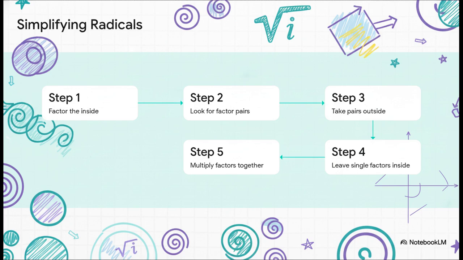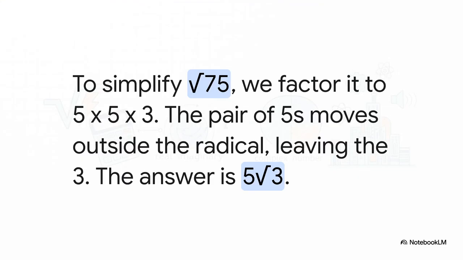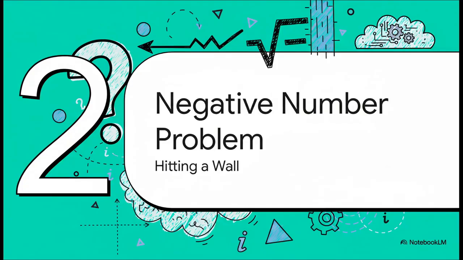Any number left without a partner? Well, it's got to stay inside. So, for example, if we take the square root of 75, we can break that down into 5 times 5 times 3. See? We've got a pair of fives, so we pull one 5 to the outside, but that poor little 3 is all alone, so it stays inside. And there you have it: 5 times the square root of 3. Simple as that.